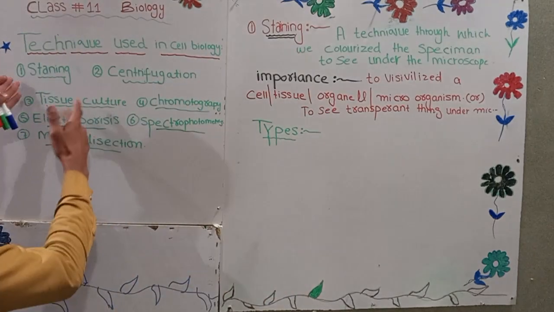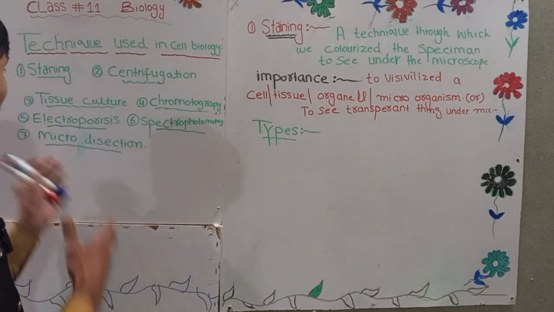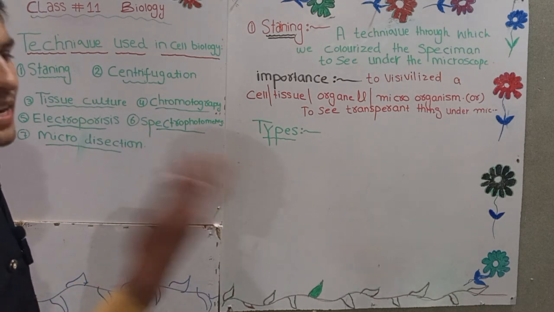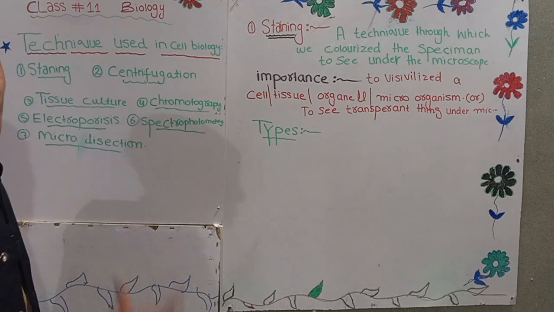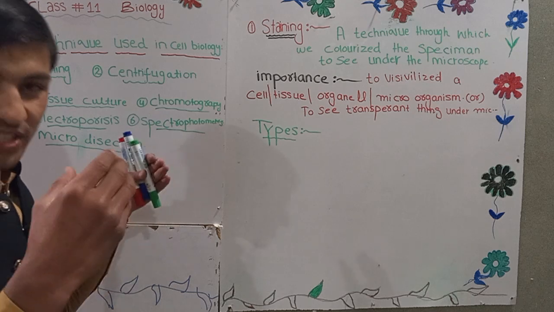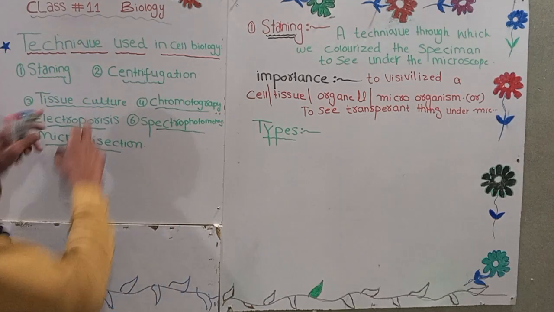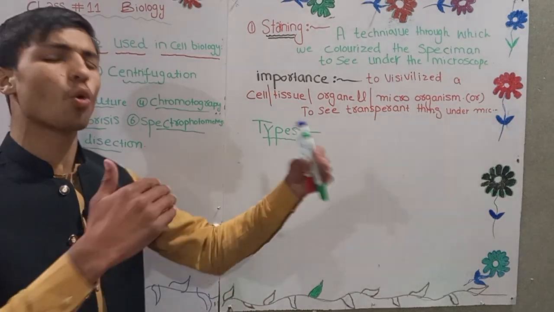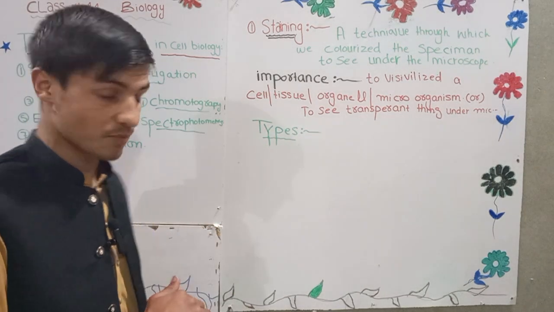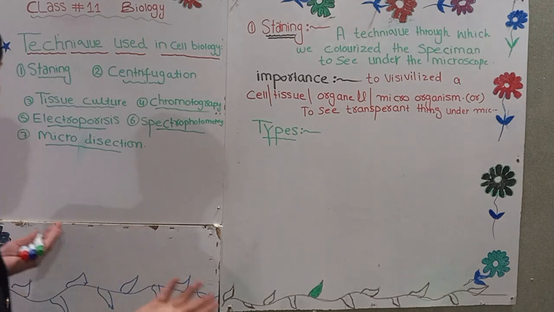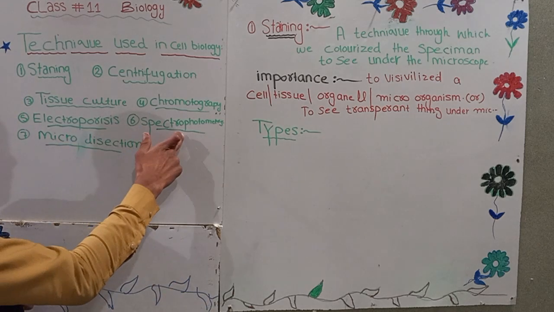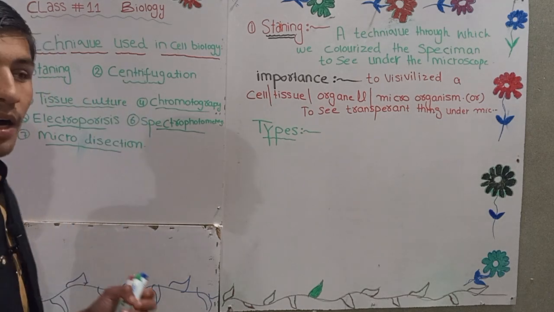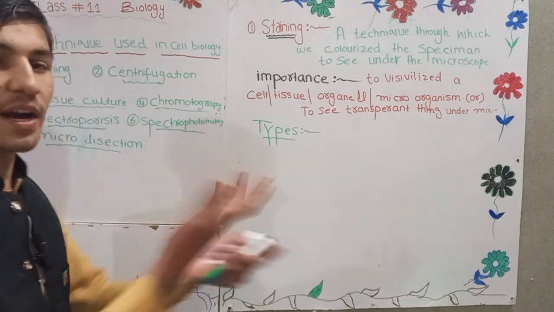Number one is staining, a process which we will discuss later. Number two is centrifugation, which we will discuss in the next lecture. Centrifugation means making parts; we isolate the different parts of the cell from each other. Number three, tissue culture is also a process through which we grow our tissue outside the body of the organism. And chromatography, electrophoresis, spectrophotometry and microdissection are also processes; in microdissection we cut some part from the cell and see it under the microscope.